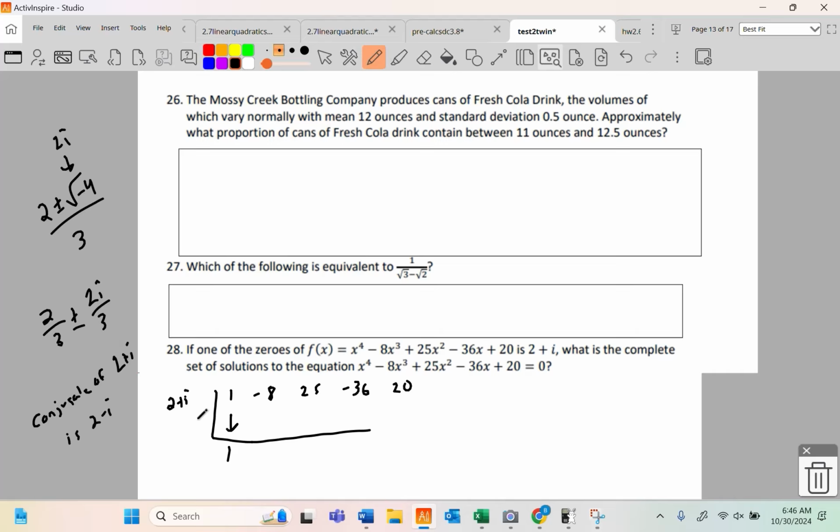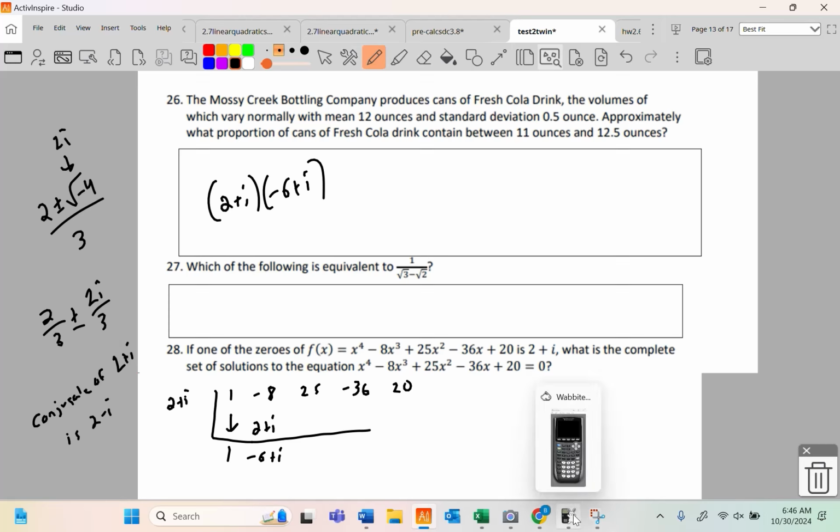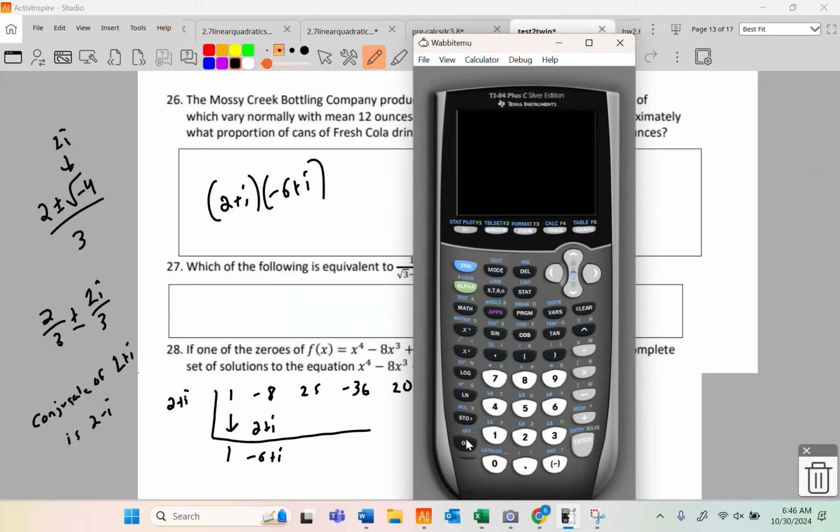2 plus i times 1 is 2 plus i. And then we add down. -8 plus 2 is -6 plus i. And then we multiply. This is where kids kind of get thrown off, because you have to figure out what 2 plus i times -6 plus i is, which isn't that bad, especially if you're holding a TI-84, because you know it can do it.